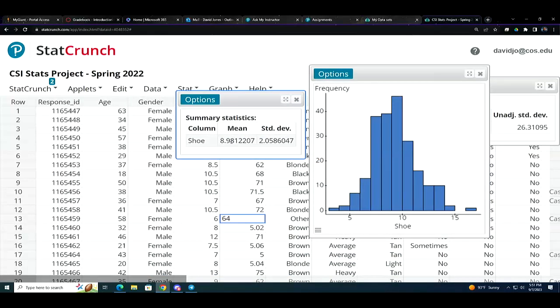It says the mean is 9. That looks about right. That looks like it's right about here. It is right there. The mean is 9. Standard deviation is 2.